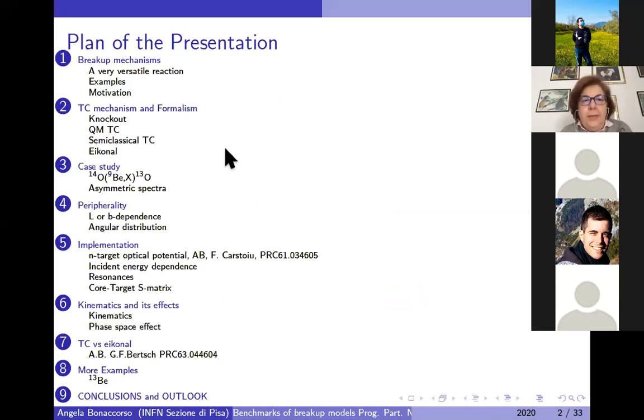So the plan of the presentation is a bit complicated. I hope to be able to go through all this. So first, I would like to discuss breakup mechanism in general, because it's not just one way in which you can have breakup. There are various ways, but in particular, there are various ways in which the experiments are done and various observables that are measured.